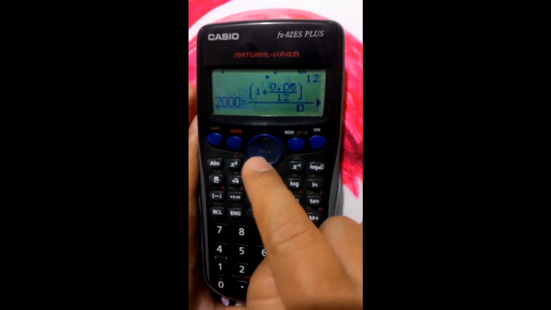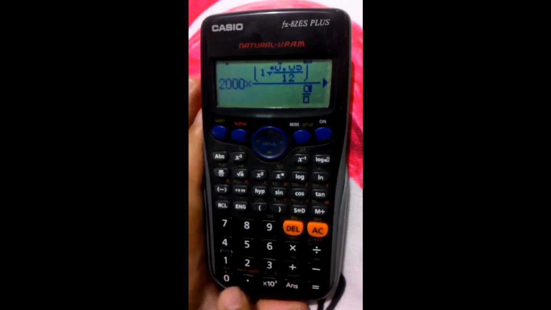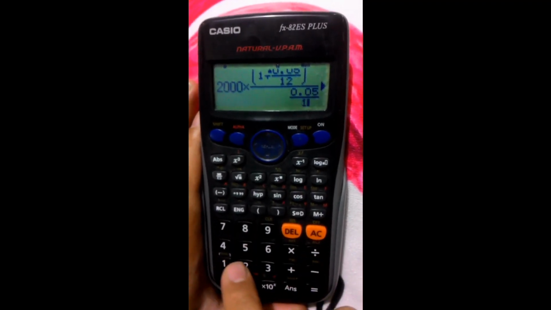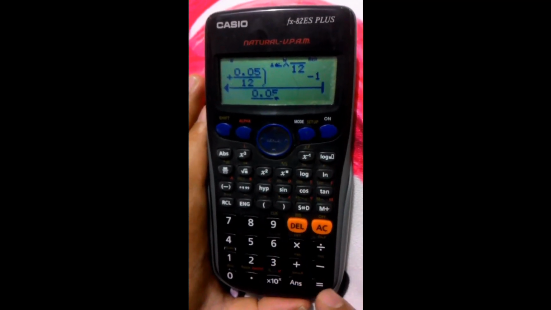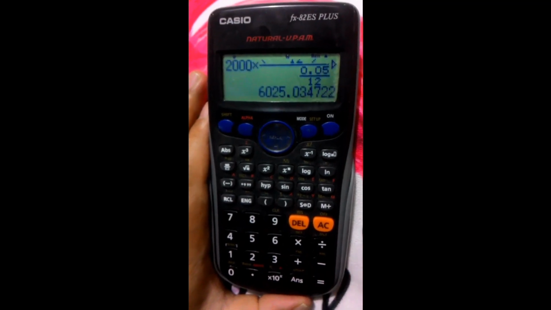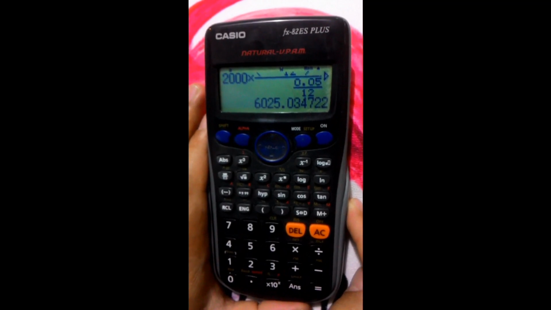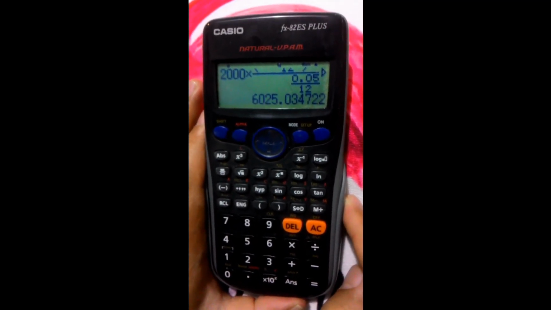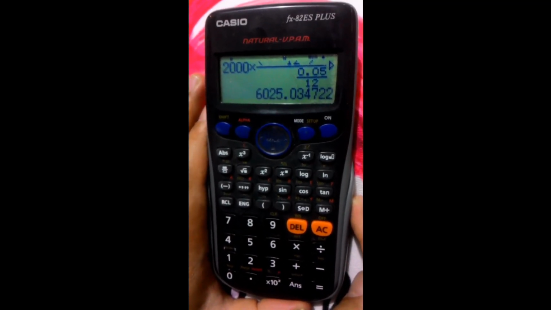Okay, then go to the denominator, the quotient of 0.05 divided by the conversion period, which is 12 months, then press close parenthesis, okay, then press the equal sign. So you will notice the final answer would be 6,025 pesos and 0.35 cents. Next problem.